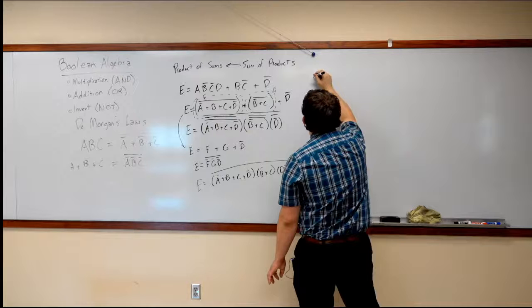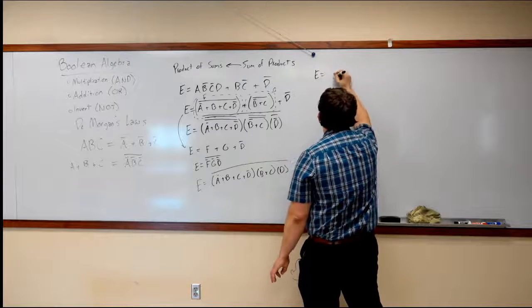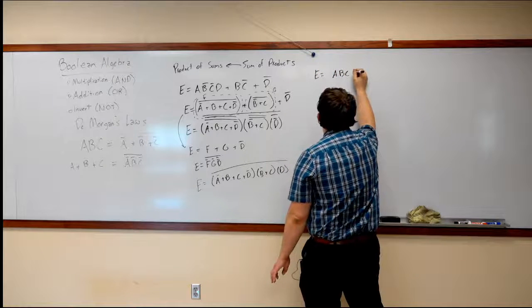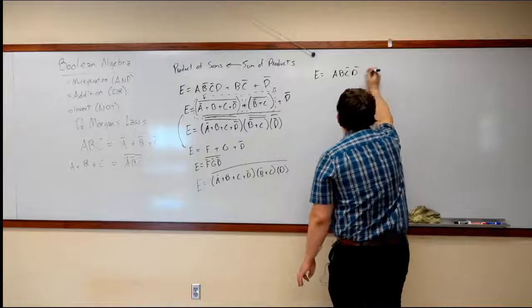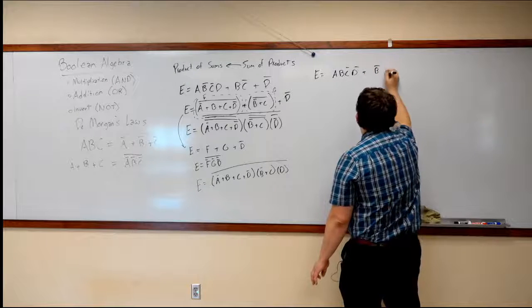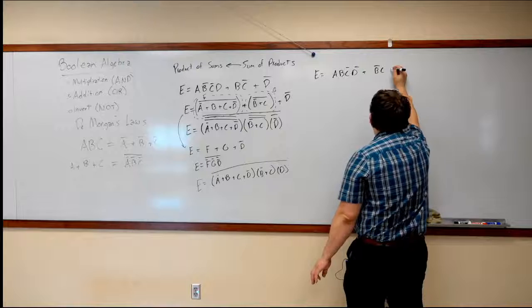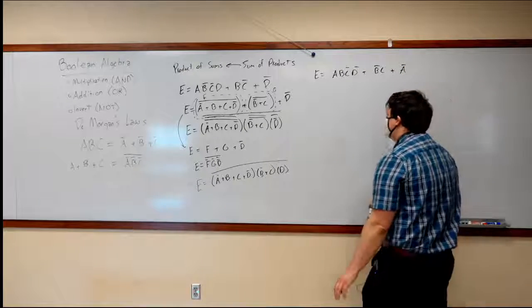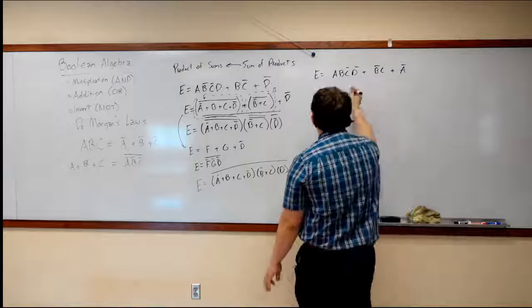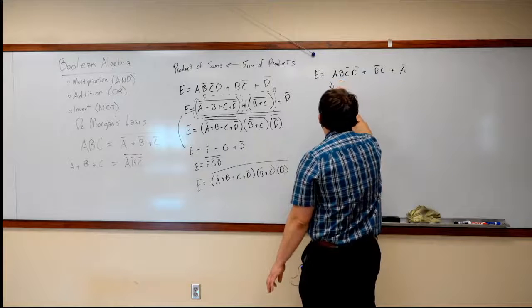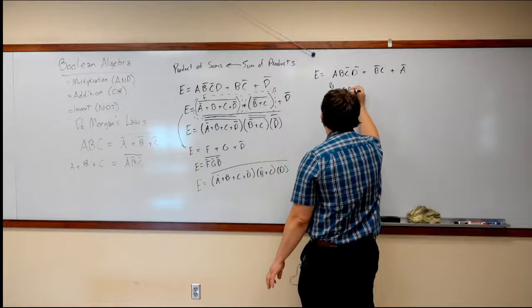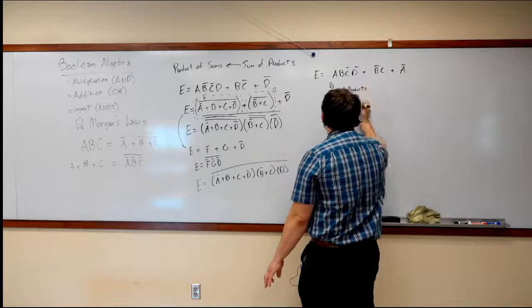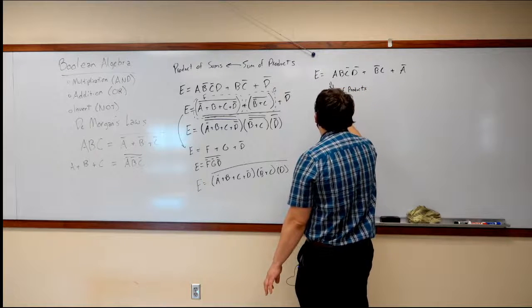All right, so you have E is equal to A, B, C, D naught plus B naught, C plus A naught. This is written as a sum of products. I want you to write this as a product of sums.